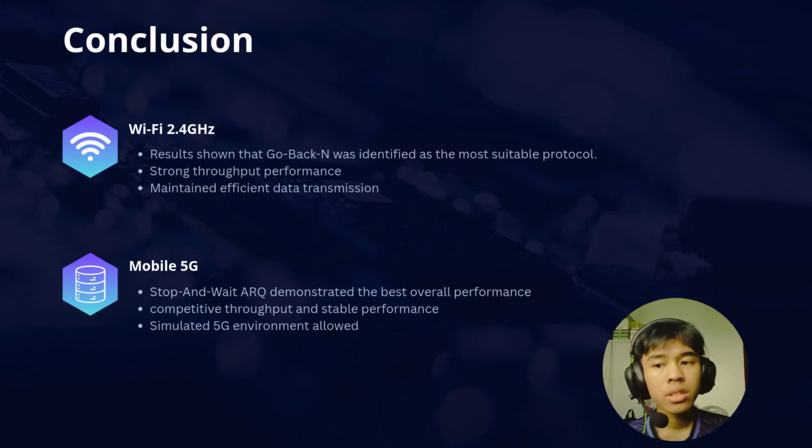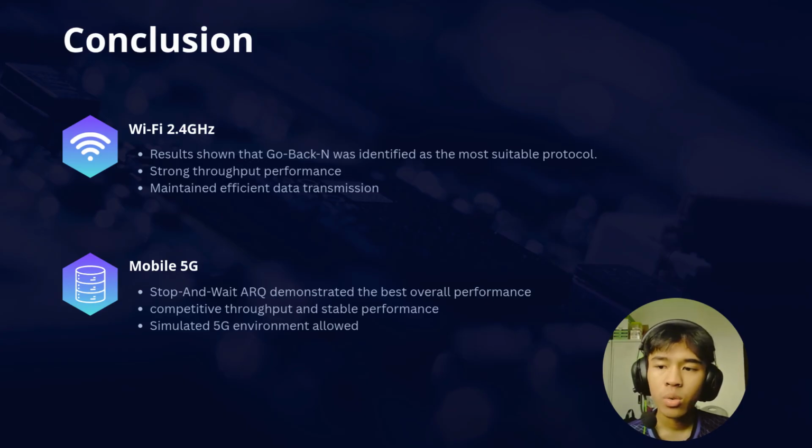So, based on the simulation results that we got, network performance was significantly influenced by latency, packet loss, timeout value, and window size. As network conditions deteriorate, throughput and goodput generally decrease while delay and retransmission ratio increase. These findings demonstrate the importance of selecting an appropriate ARQ protocol and configuration for a specific network environment.